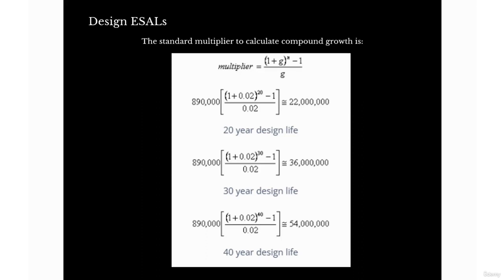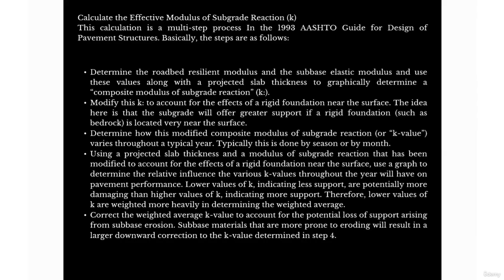So then you go through the design ESLs, you calculate that. That goes without saying. So then you calculate the effective modulus of the subgrade reaction K. This calculation is a multi-step process, right? So in the AASHTO guidelines for the design of the pavement structure, the basic steps are as follows, okay?